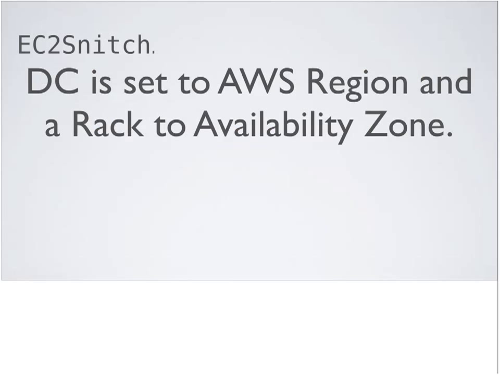And the idea of the EC2 snitch is that we use the AWS region as the data center in Cassandra, so US West 1 and US East 1. And we use the AWS availability zone, which is really a physical building, as the Cassandra rack. If you've got your data distributed by region and by availability zone, then you have your data in different physical buildings in different geographical regions, and you have quite a distributed database.